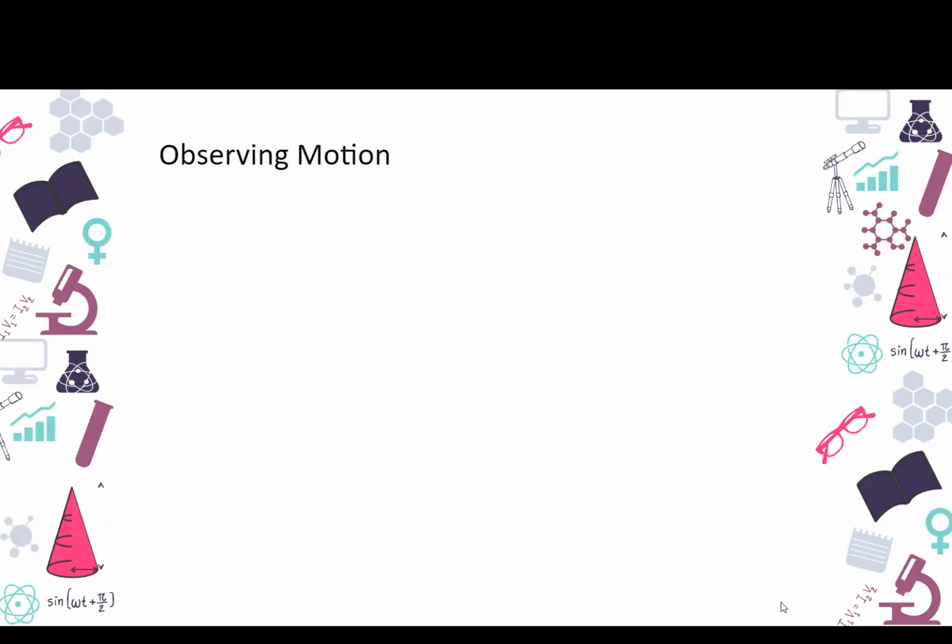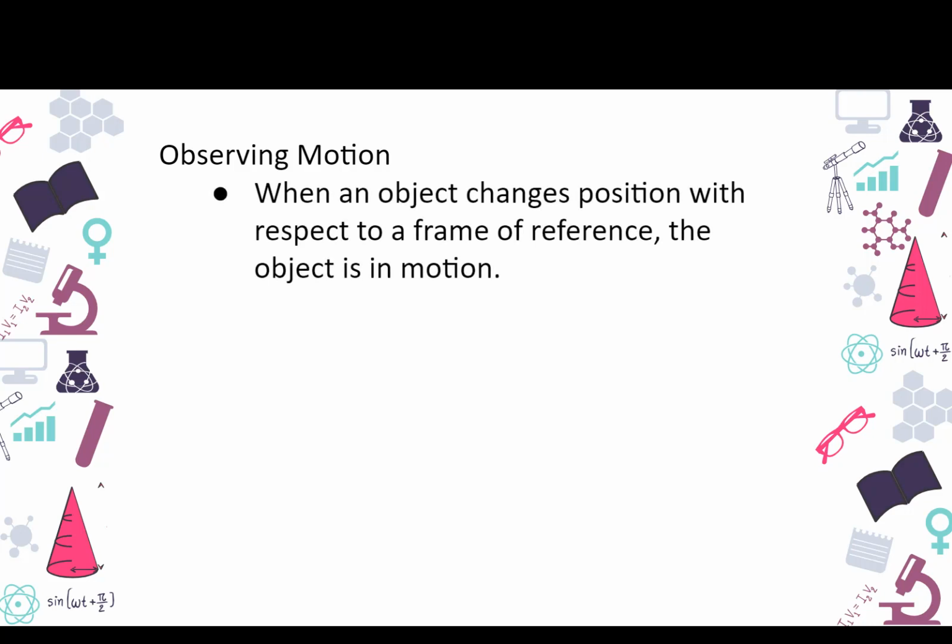Alright, so the first thing, let's just talk about motion, what it is, and some definitions of some things we might need to know in regards to motion. So when an object changes position with respect to a frame of reference, the object is in motion. And the reason we have respect to a frame of reference there is because you have to have something that's stationary to know if the object is in motion.